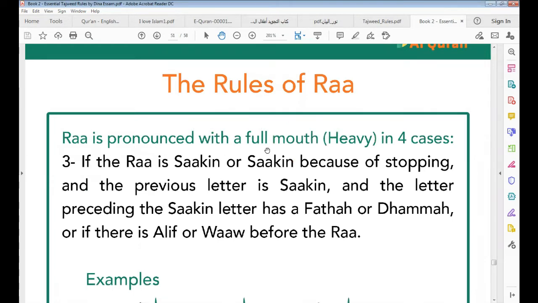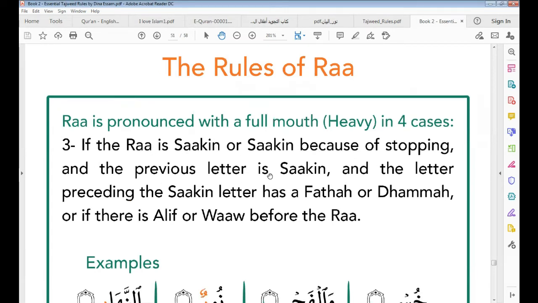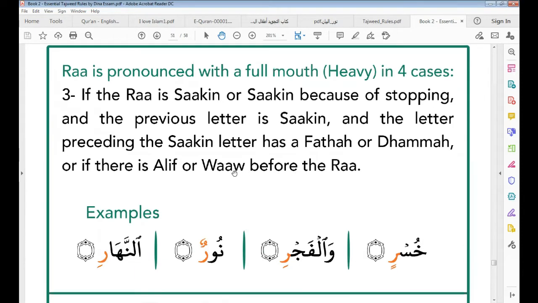The third rule of ra: ra is pronounced with a full mouth, heavy, in 4 cases. If the ra is sakin, or sakin because of stopping, so it has an original sukun or it's because of stopping, we stop at it, and the previous letter is a sakin, and the letter preceding the sakin letter has fatha or dhamma. So we have 2 sakin letters. The ra is sakin, and the letter before has sukun, and the letter before them has dhamma or fatha. Or if there is alif or waw before the ra.